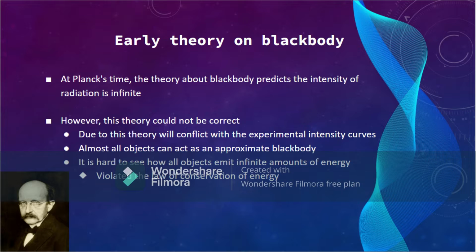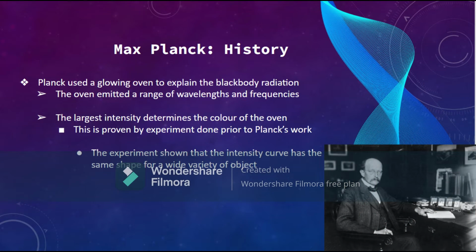And the picture shown in the slides is Max Planck. The history of Max Planck. Planck used a glowing oven to explain the black body radiation. The oven emitted a range of wavelengths and frequencies. The largest intensity of the wavelength determined the color of the oven. This is proven by the experiment done prior to Planck's work. And the experiment showed that the intensity curves have the same shape for a wide variety of objects.